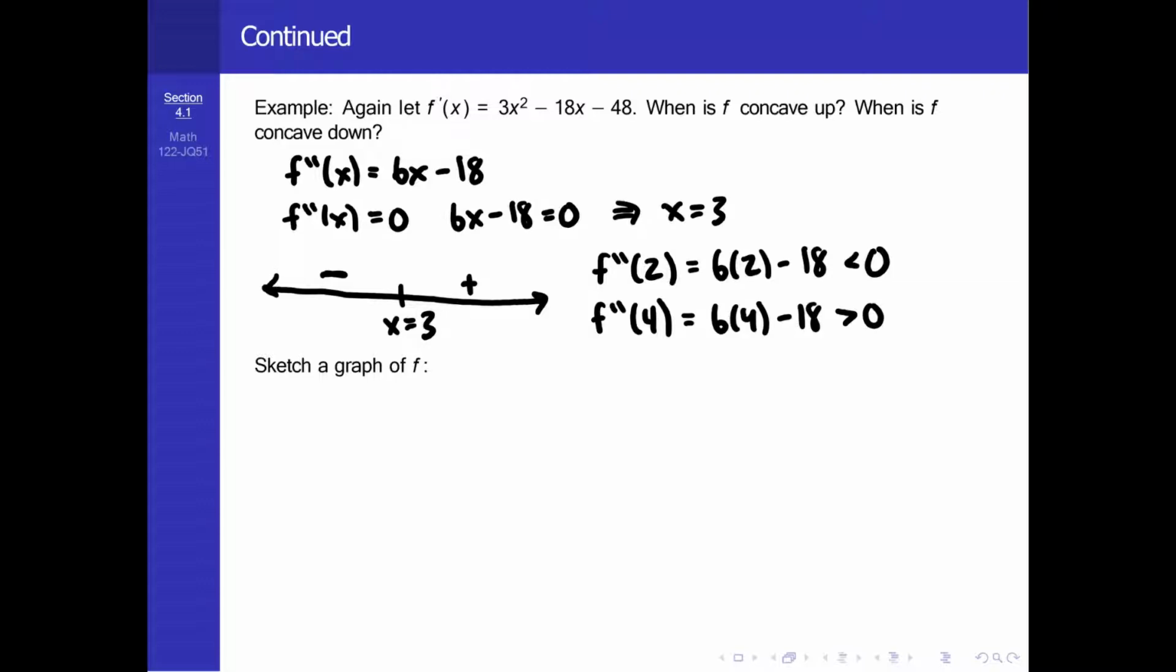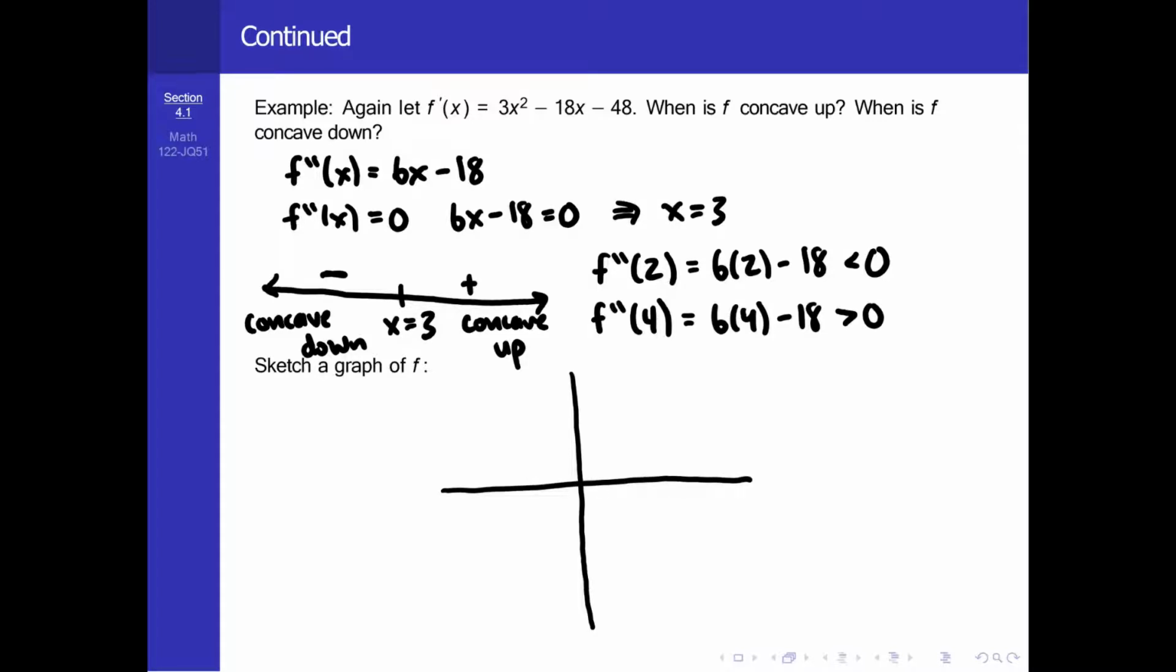So what this means is that f is concave down to the left of x equals 3. So I'll write that in here, concave down. And it is concave up to the right of x equals 3. Okay, and we can use this information to sketch a graph of this function f.